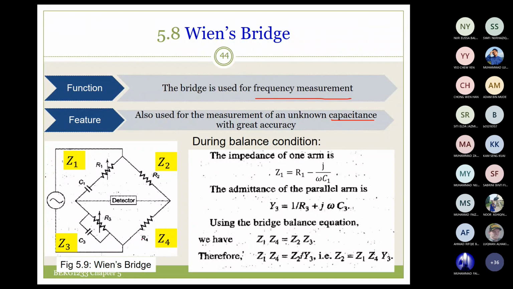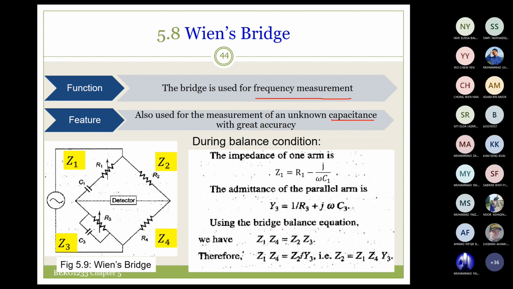For Z4. Here during the balance condition, Z1 Zx is equal to Z2 Z3. On each of the arms, for example, Z1 is R1 minus j over omega C1, and the admittance of the parallel arm, Y3, is 1 over R3 plus j omega C3.